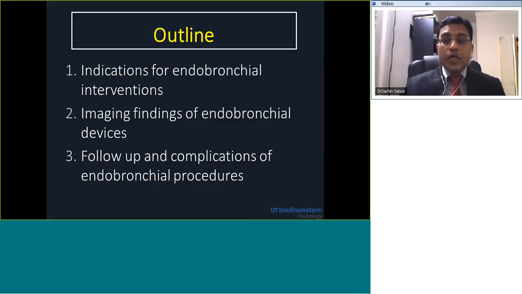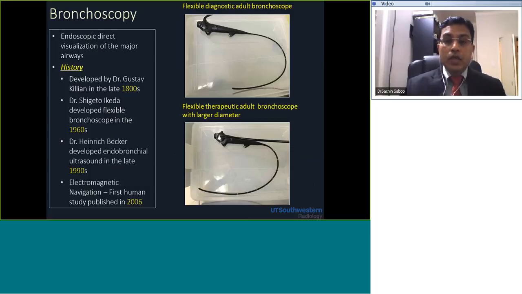In the next 30 to 45 minutes, we will touch base on the indications for the endobronchial interventions, followed by the imaging findings, expected follow-up findings and complications related to these procedures. Just a brief outline of what the bronchoscopy looks like and how it was developed.